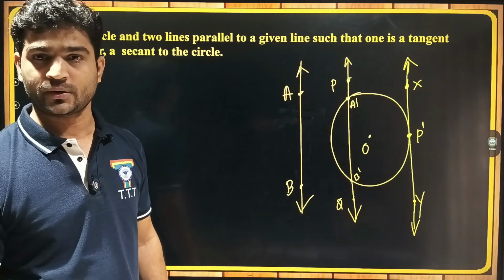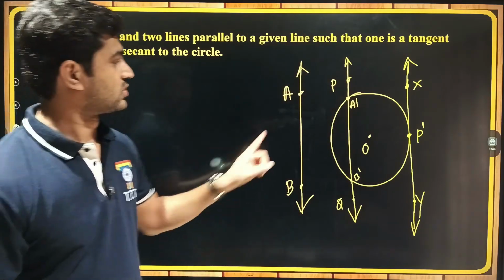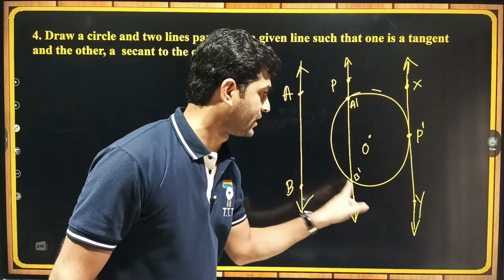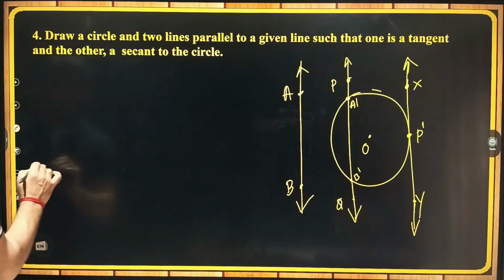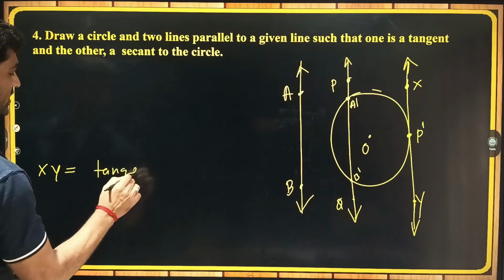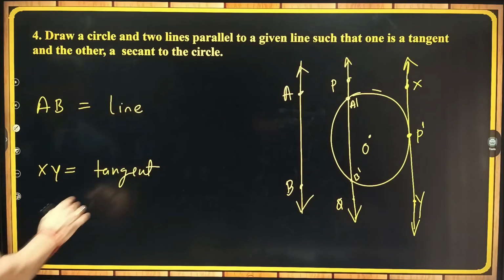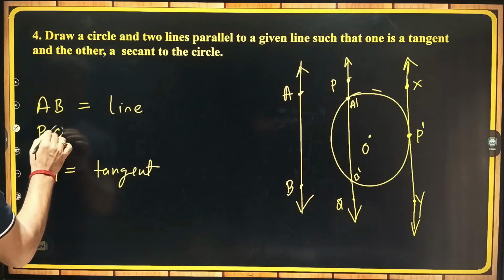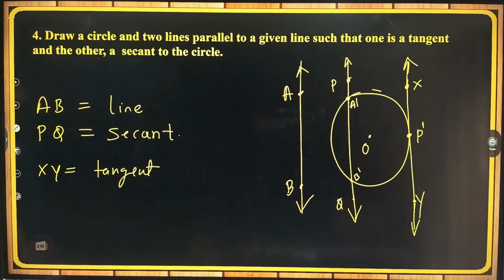These two lines are parallel to each other, to the given line, such that one is a tangent. With respect to this circle, XY is a tangent. AB is a line, the parallel line, and another one is PQ, where PQ is a secant. PQ is a secant. That's it. So that is your final answer. This is your question number 4.